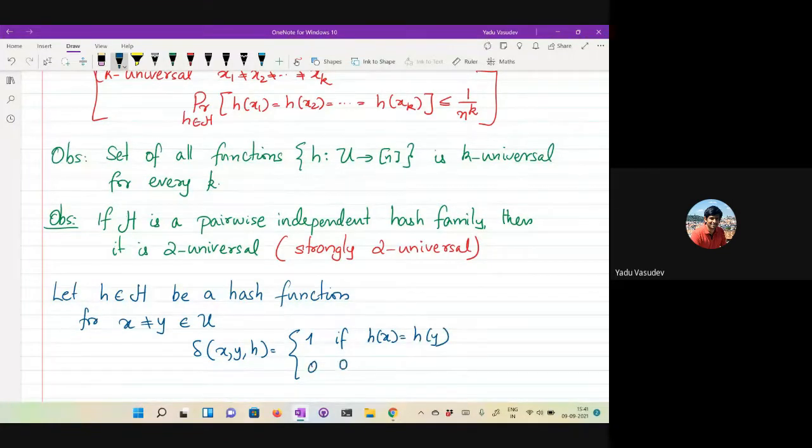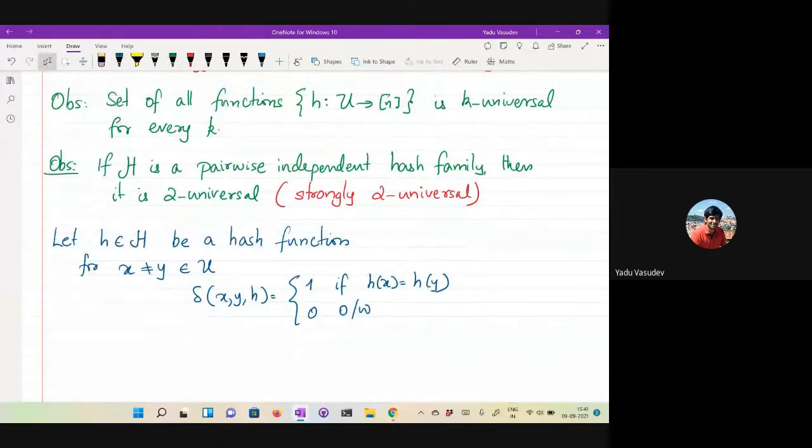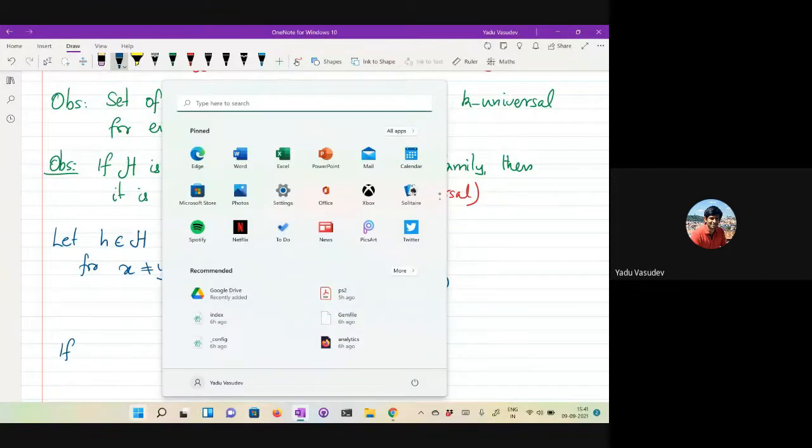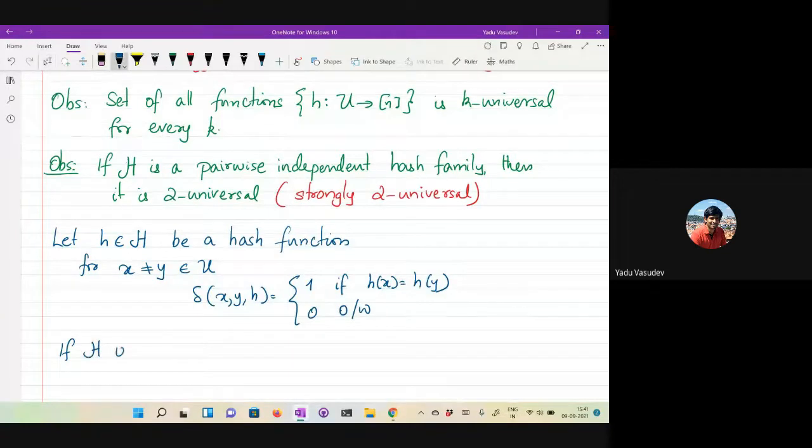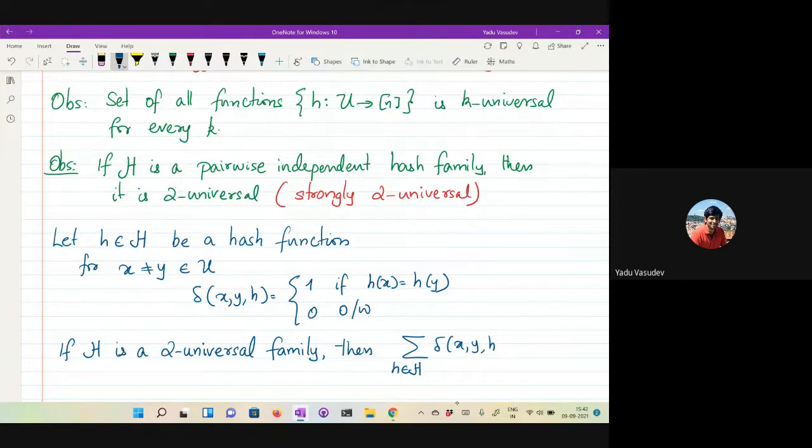If there is a collision, it is 0 otherwise. Correct? Now, what does the definition of universality tell you? It tells you that if H is a 2-universal family, then the sum over all the functions in H of delta(x, y, h) is at most the cardinality of H divided by n. Right? This is what it says.